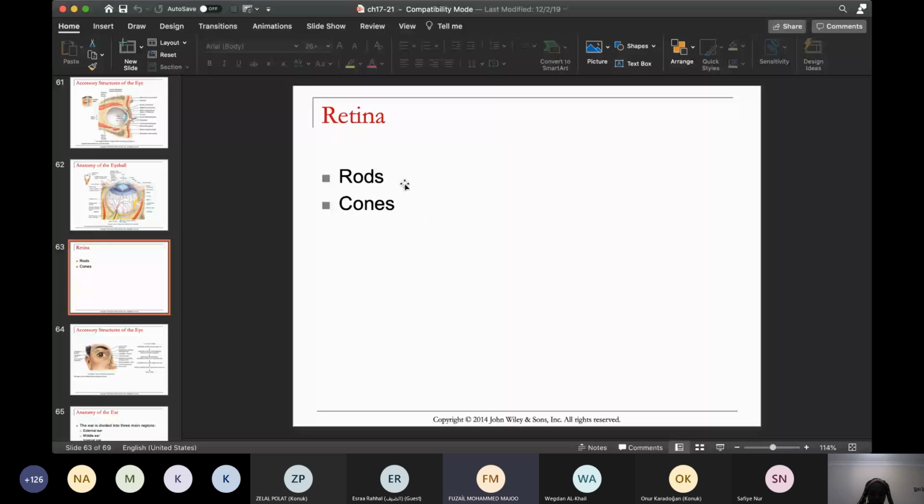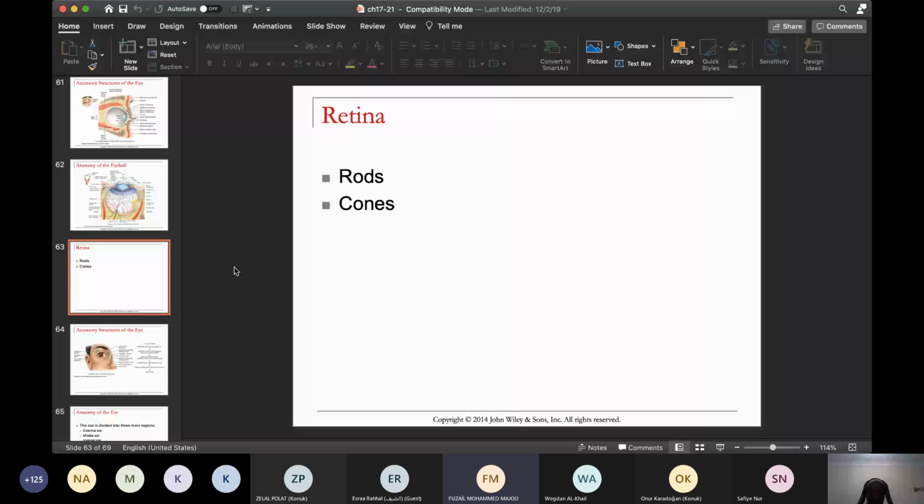Now, very simplistically, rods allow us to see in dim light. Okay, so your black and white and darkness, that's rods. That's what lets us see at nighttime and see black and whites. Now, all the colors that we see, that's cones. Okay, bright lights stimulate our cones, and this allows us to have color vision. So essentially, that's it. All right.